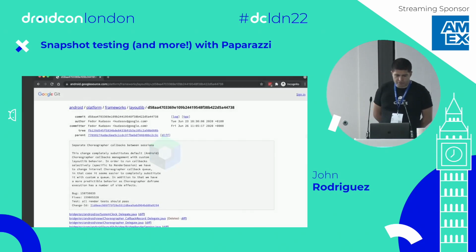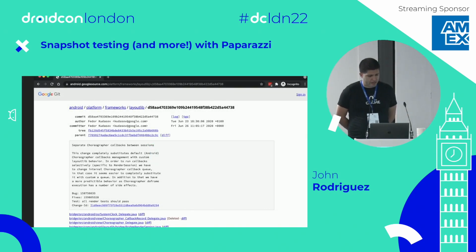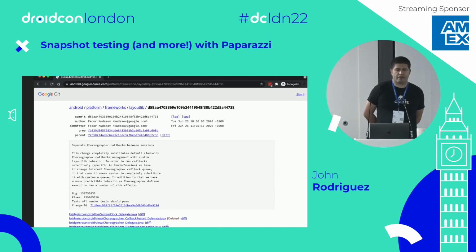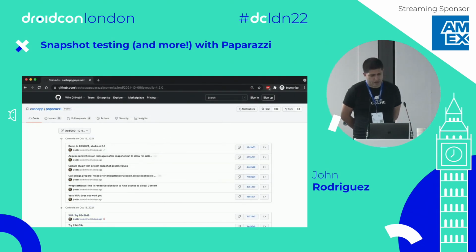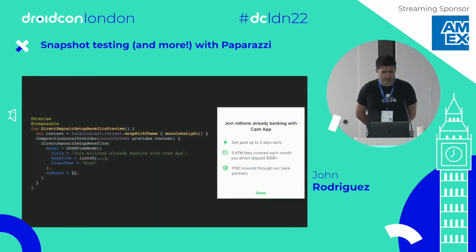We mentioned that Compose support is now provided. This was interesting because a lot of the ways, like the monotonic frame clock of Compose, is still backed by a Choreographer, so you get it for free. And there are some commits that talk about that.